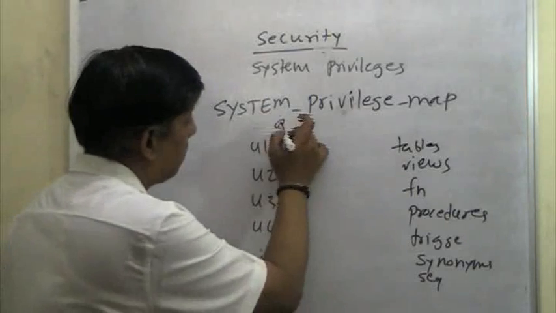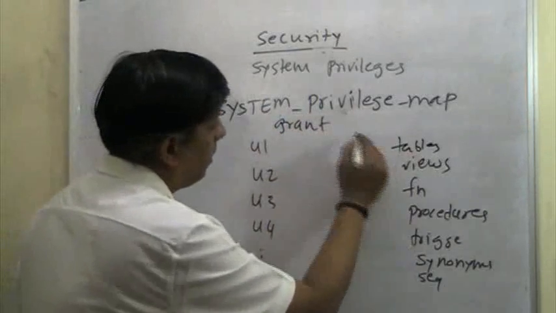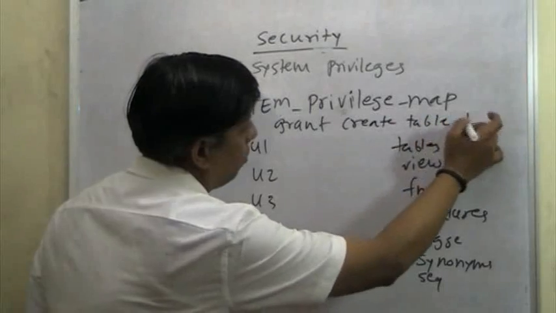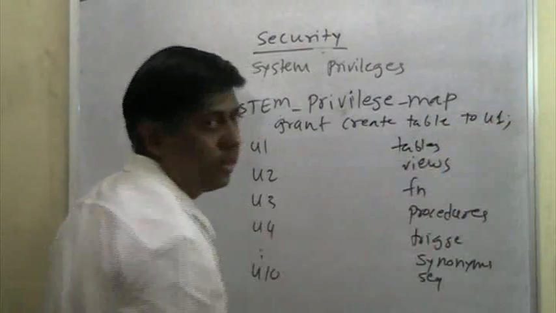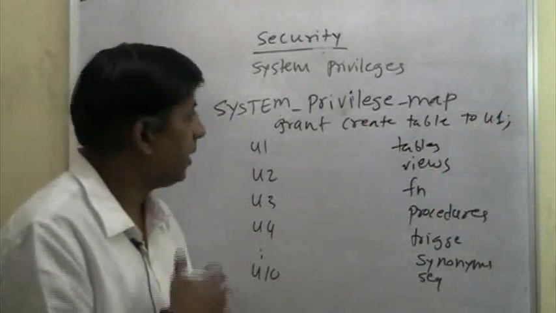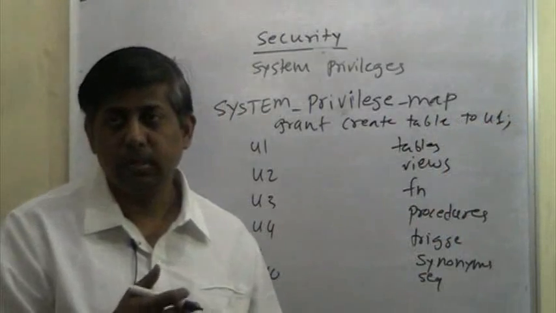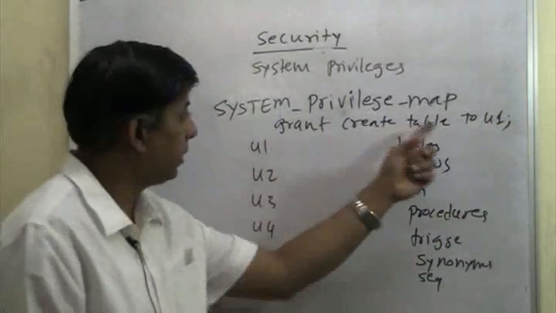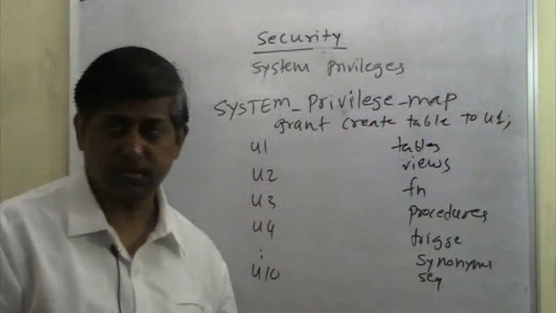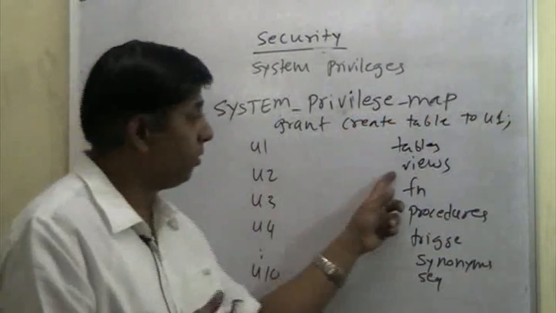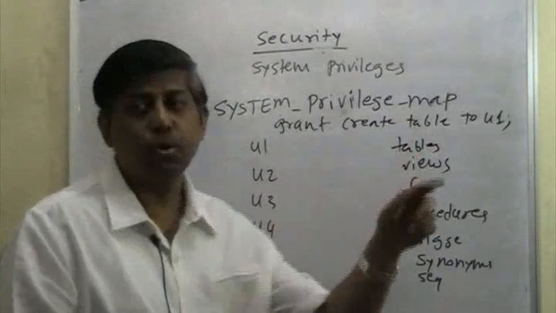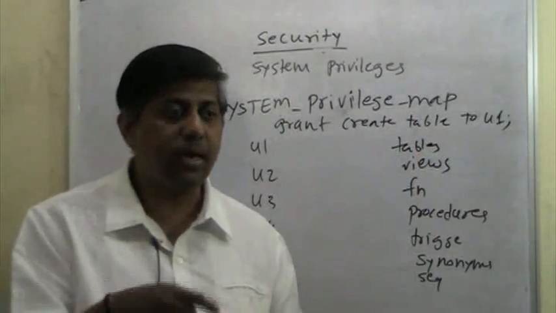So you are going to say what? Grant. So you are going to say grant create table to U1, correct? Then you are going to say grant create table to U2, grant create table to U3. So likewise you are going to execute this command 10 times for 10 users. Then you are going to come to views. Then you are going to say grant create view to U1, then grant create view to U2.